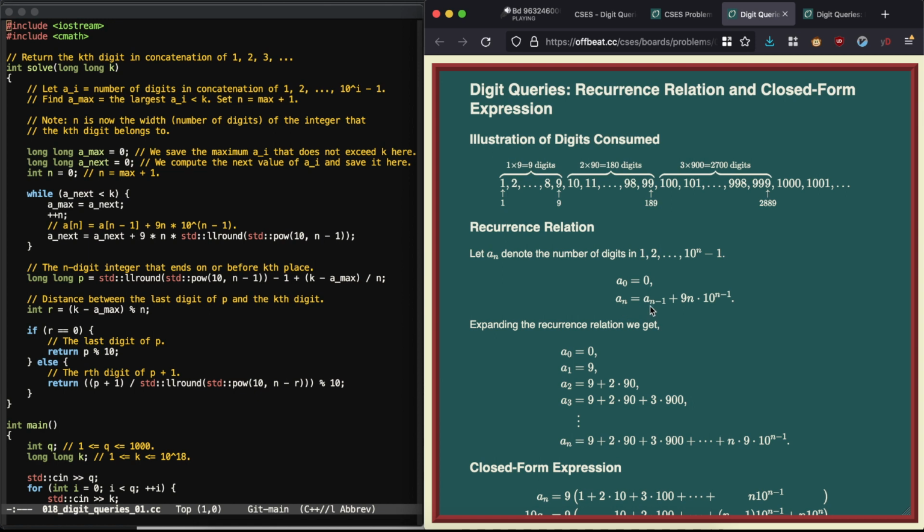Other way to look at it is an minus 1 would be the number of digits consumed by the n-digit integers. So once we have this, we can see that a1 is working out correctly. So this was a nice, elegant choice, I would say, for a0. And then a1 equals 9, and then we continue. So 9 plus the next thing that we want to do is 9 times 2 times 10. So 9 times 10 is written down as 90. And this formula works because we obtained it from this observation here.